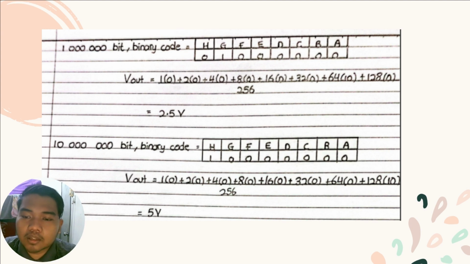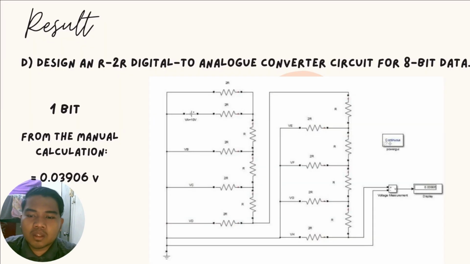And this is the circuit for the 1 bit, and from the manual calculation we get 0.03906 volt, and we get the same value in the MATLAB.